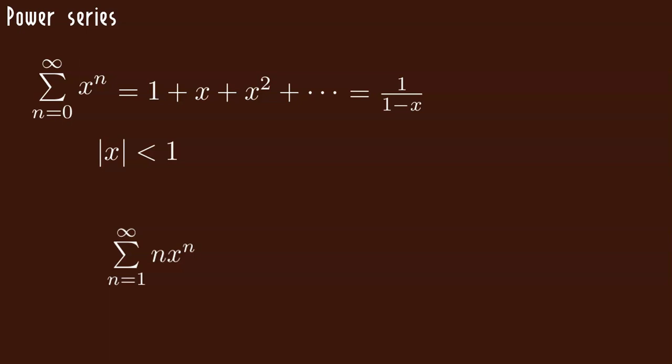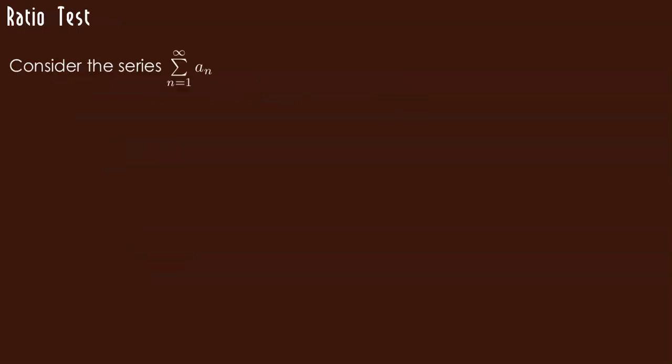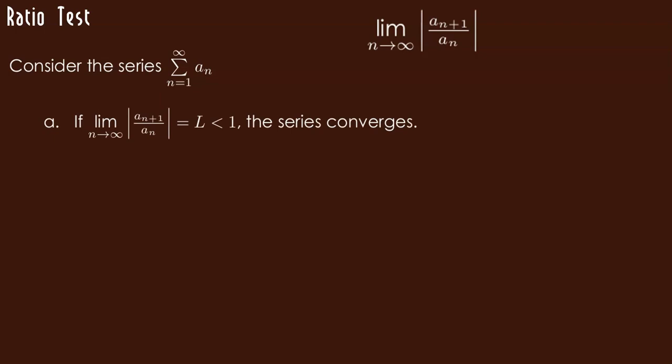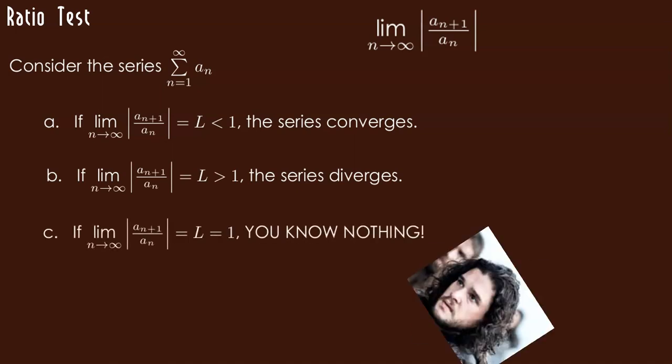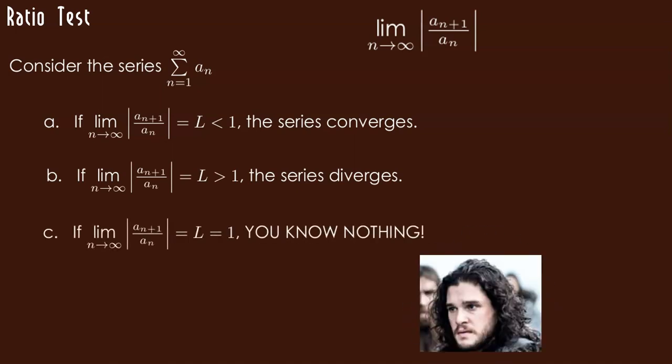So we're going to look at something called the ratio test. Consider the series n goes from 1 to infinity of a sub n. We're going to look at the limit as n goes to infinity of a sub n plus 1 over a sub n, the ratio of the terms, hence the name ratio test. Given that the limit is L, if L is less than 1, the series converges. If L is greater than 1, the series diverges. If L equals 1, you know nothing.